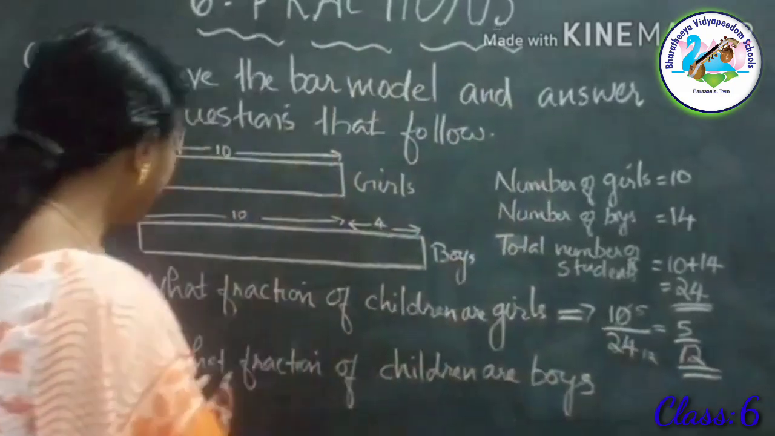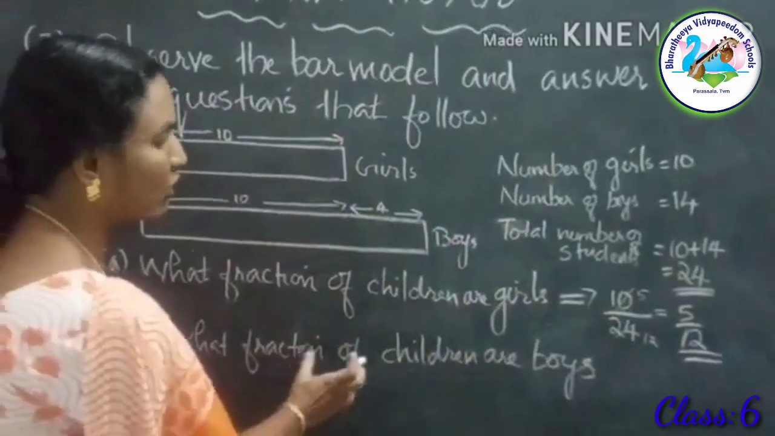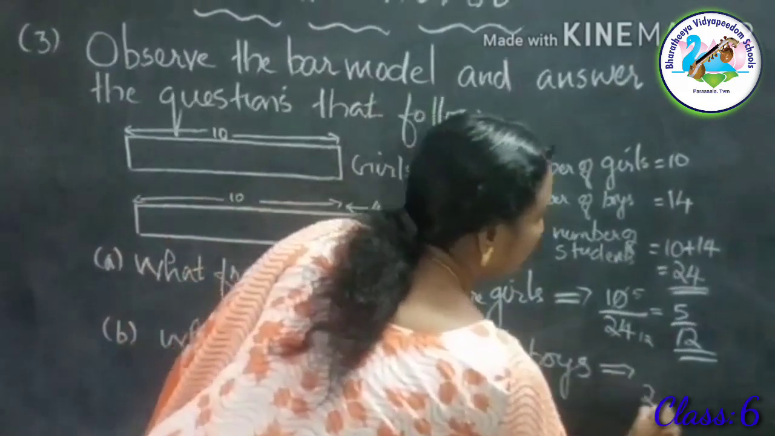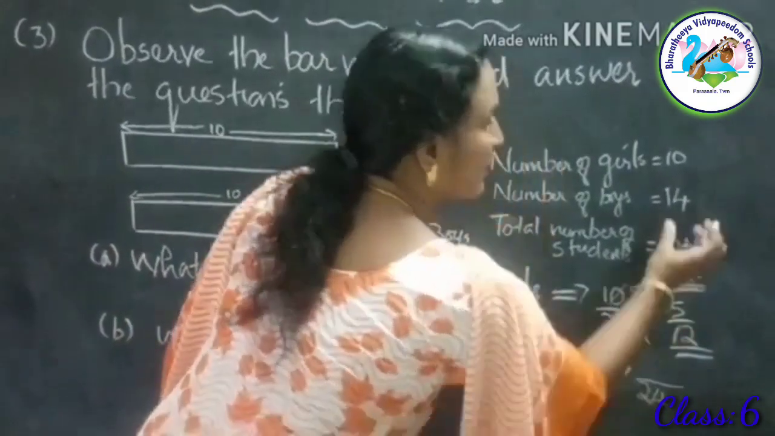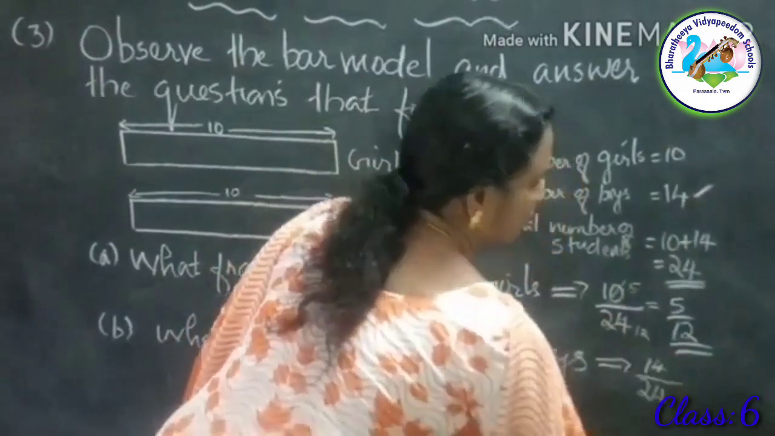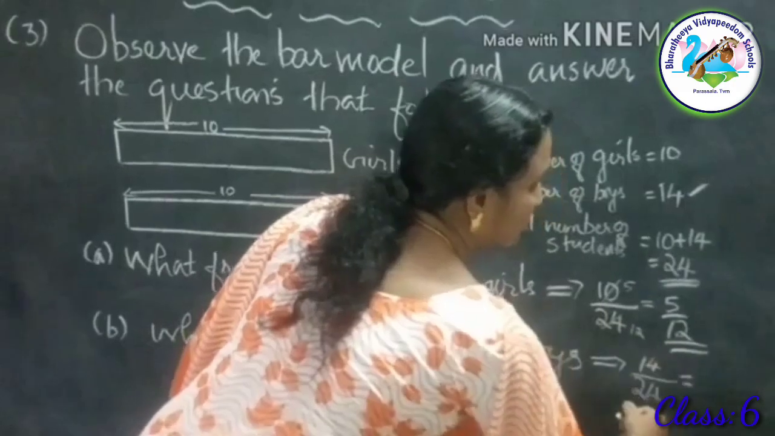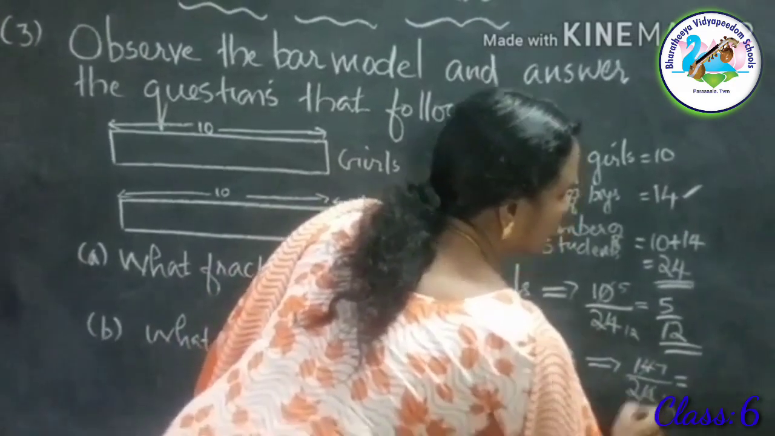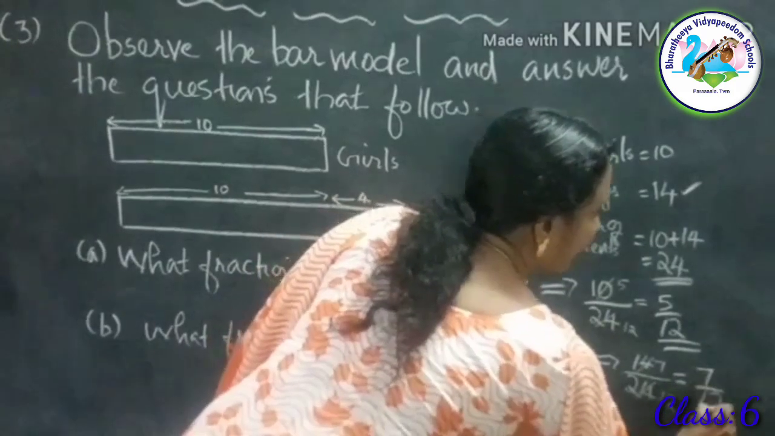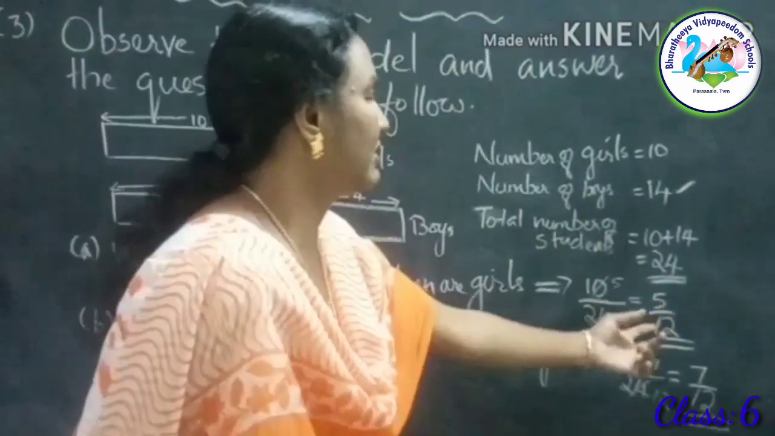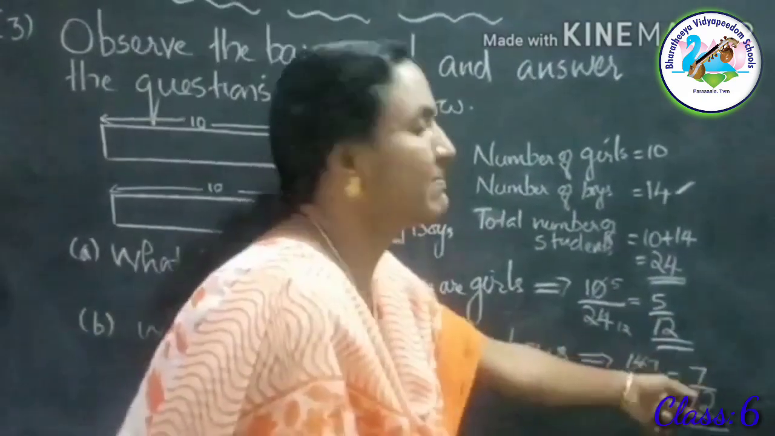The next option, what fraction of children are boys? Which implies out of 24, 14 students are boys. So 14 by 24. You can cancel by 2. 7 2s are 14 and 12 2s are 24. So 7 by 12. First one is 5 by 12 and the second one is 7 by 12.